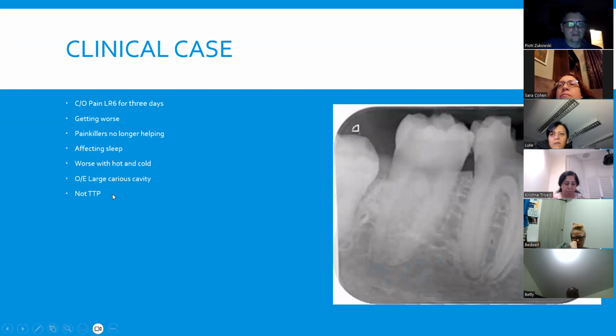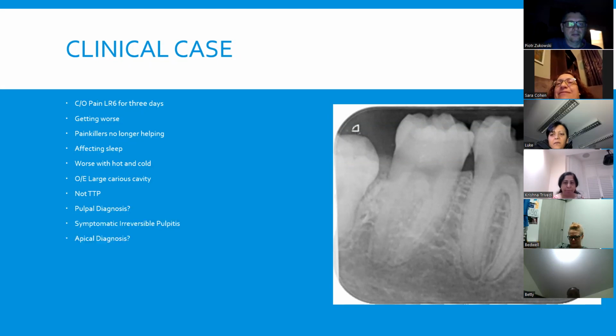This isn't the most difficult case. Pulpal diagnosis. Anyone want to shout it out? Okay, don't be shy. Symptomatic irreversible pulpitis, correct. Apical diagnosis is normal. There's nothing wrong with the apex there, maybe a little bit wide PDL, but you know, the problem isn't in the apex.